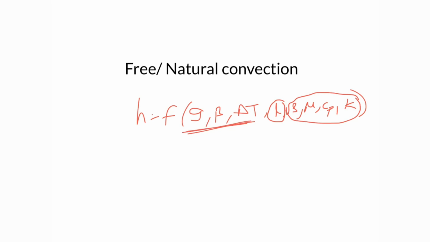g is acceleration due to gravity. Beta I will explain to you. Delta T is temperature difference. L is the characteristic dimension, and these four terms are called thermophysical properties of a fluid. One more thing you should note here is that there is no velocity evident. Velocity is not there in case of free or natural convection.